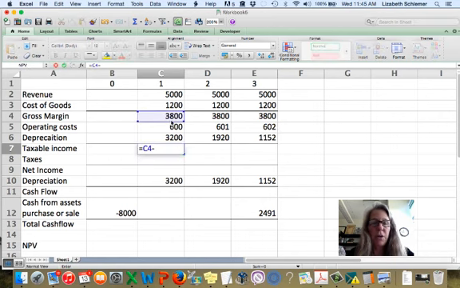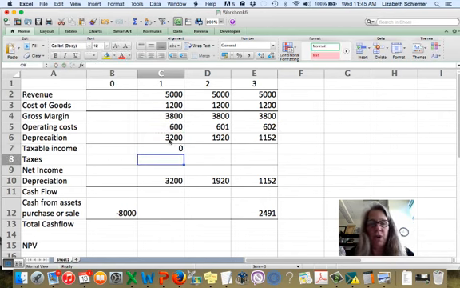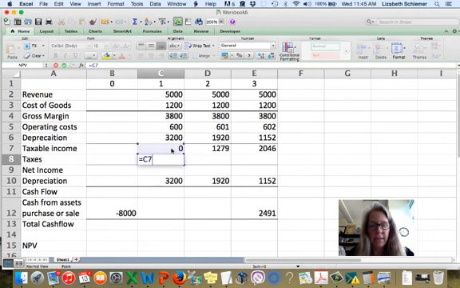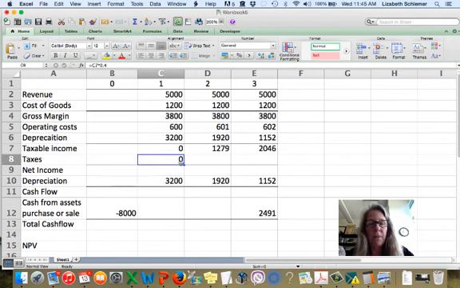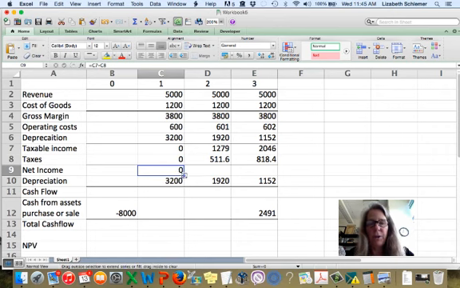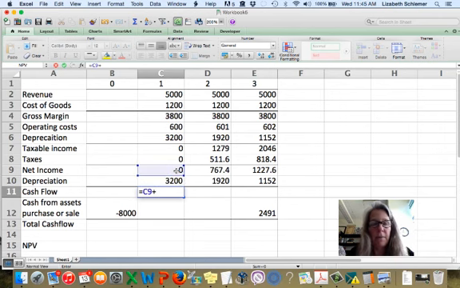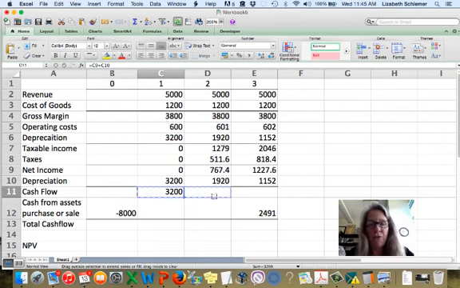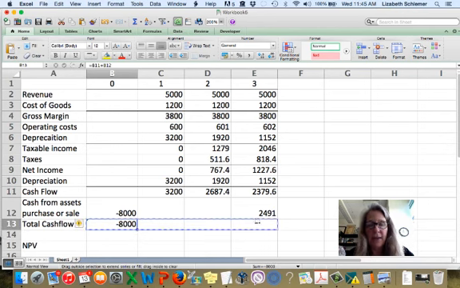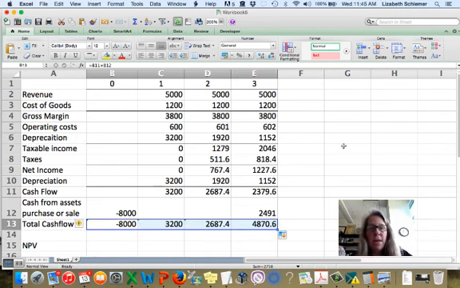Taxable income is gross margin minus operating expense minus depreciation. Happens to be 0, which is odd, but it does. Then the taxes is going to be this number times 0.4. I'm going to also drag that over. The net income is the taxable income minus taxes. Still 0 in the first year, but in the other years it's not 0. And then the cash flow is equal to net income plus depreciation. Again, drag that over. And then the total cash flow is going to be the cash flow plus the cash from sale or purchase of assets. So now I have the cash flow for every year.